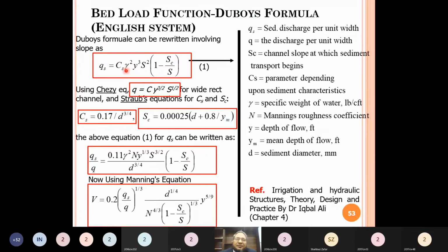We know it very well. This is the specific weight of water. Good. And this is the y. Y is used as the depth of flow. This is in feet. And S is the slope of the bed of the channel.